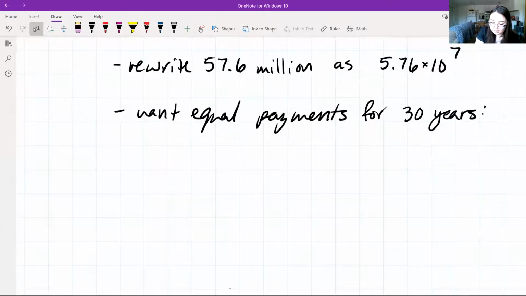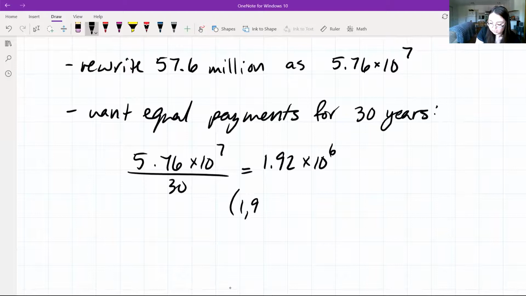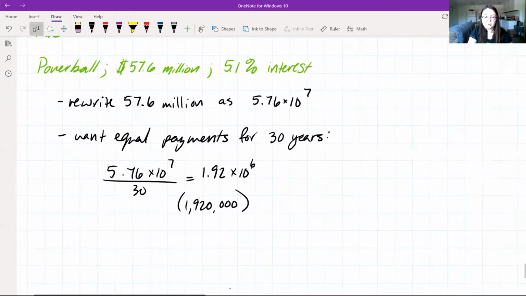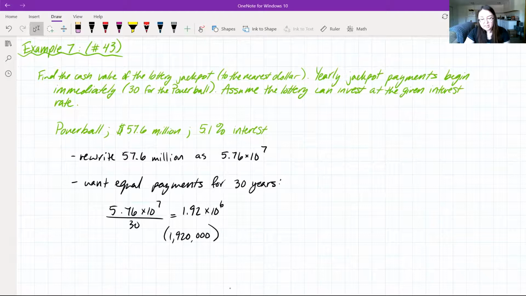So we would end up getting 5.76 times 10 to the 7th power, and we're going to divide that by 30. And you should end up getting 1.92 times 10 to the 6th power, which is also like saying $1,920,000. So we found what our equal payments would be for 30 years.